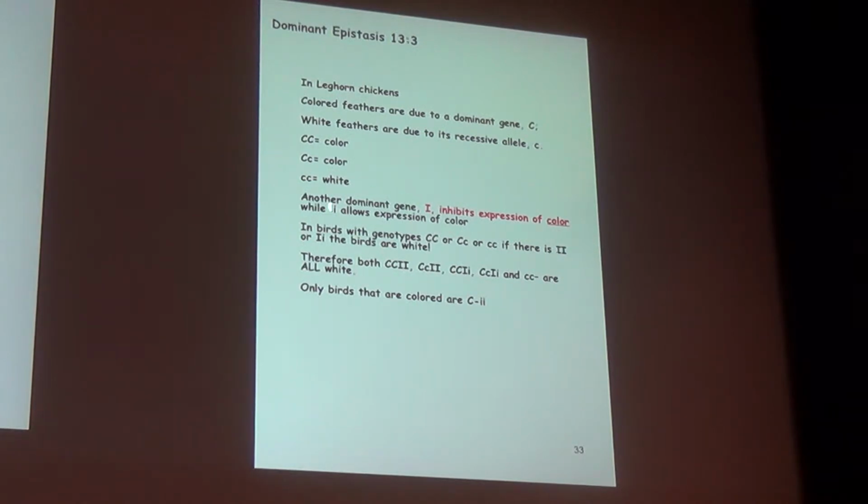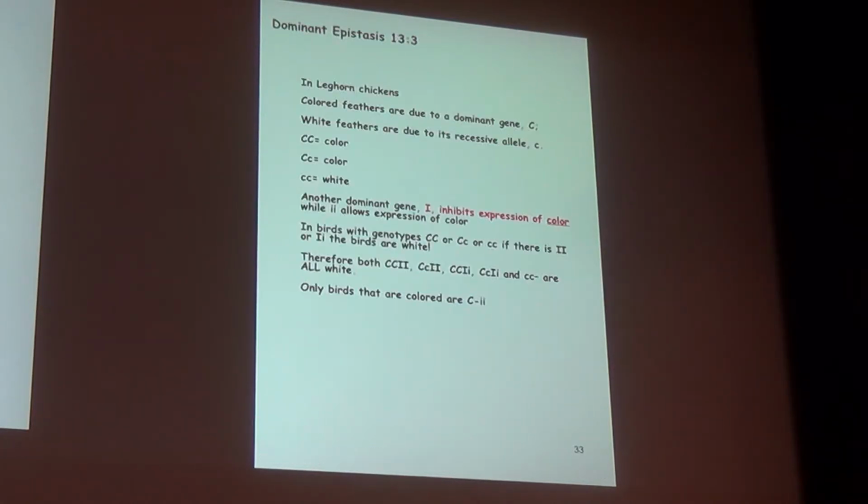But then there's another gene called I, which inhibits the expression of the color. But little i will allow expression of the color. So it's only big I that will inhibit expression of color. Little i will not have that issue. And so when you do this kind of an experiment, only birds that are little i will be colored. Everything else will basically be white.